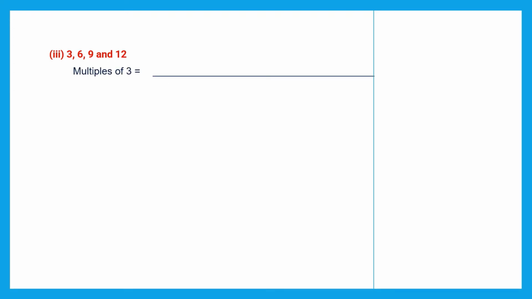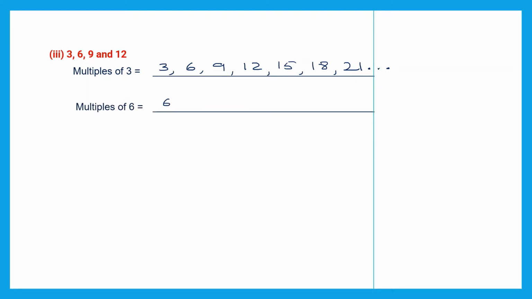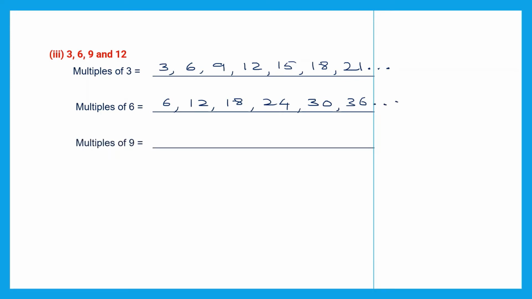Now, multiples of 3. Let's write a few multiples of 3. 3 tables, okay? 3 2s are 6, 3 3s are 9, 3 4s are 12, 3 5s are 15, 3 6s are 18, 3 7s are 21. Okay, let's stop with that. Multiples of 6. 6 1s are 6, 6 2s are 12, 6 3s are 18, 6 4s are 24, 6 5s are 30, 6 6s are 36, and so on. Multiples of 9. 9 ones are 9, 9 twos are 18, 9 threes are 27, 9 fours are 36, 9 fives are 45, 9 sixes are 54, and so on.